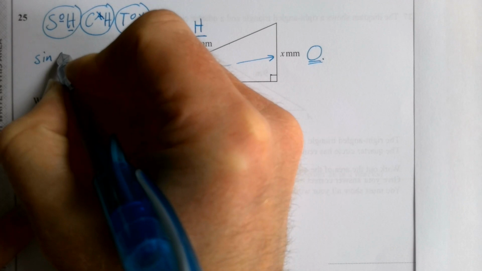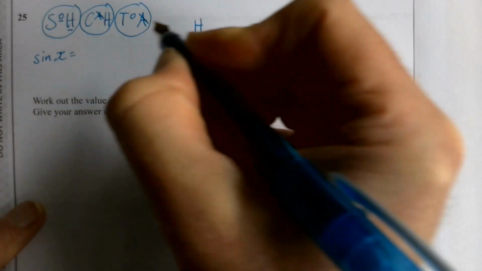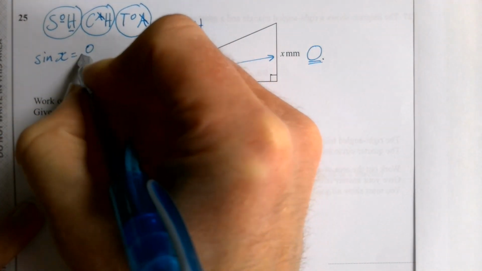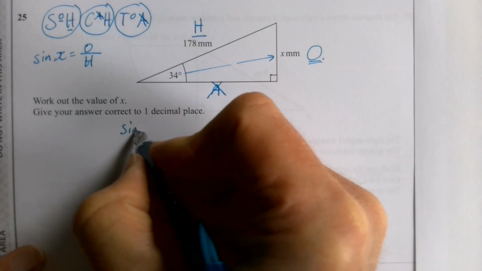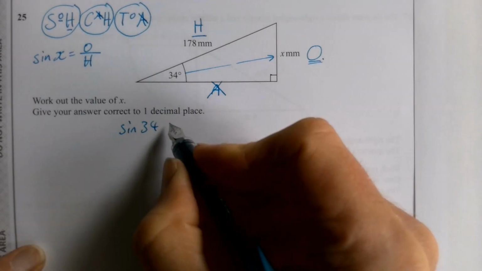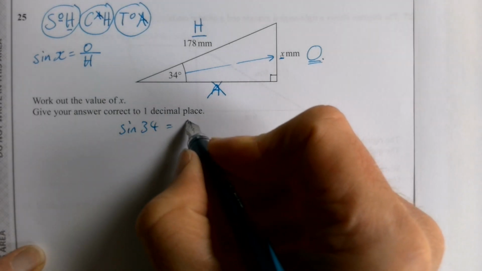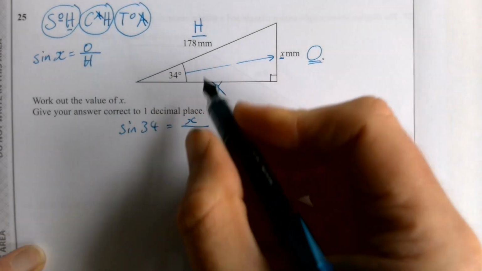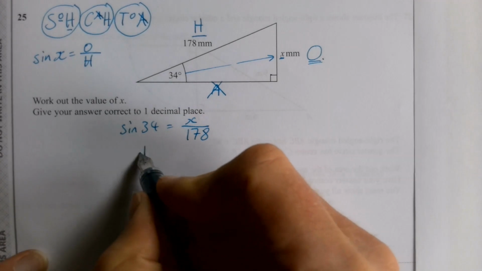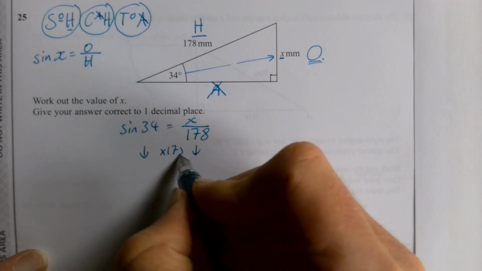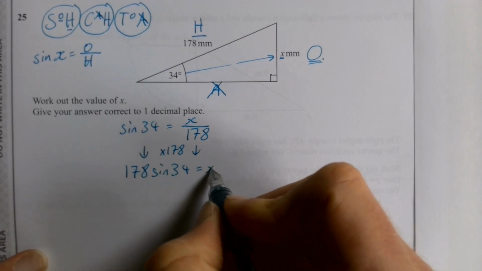Now what you need to know is that SOH means sine of the angle, equals the opposite over the hypotenuse. So we're going to substitute those values in. Sin 34, because that's the angle there, equals the opposite, which is the x that we're going for, over the 178 that we've got there. Now I don't want x divided by 178, so I'm going to need to rearrange that by multiplying both sides by 178. It's going to give me 178 sin 34 equals x.